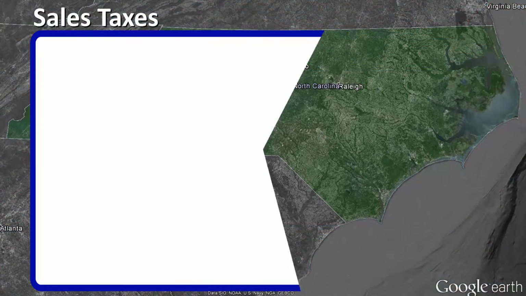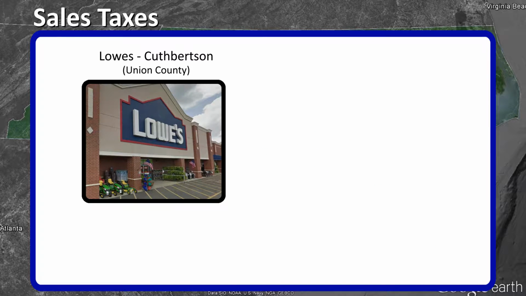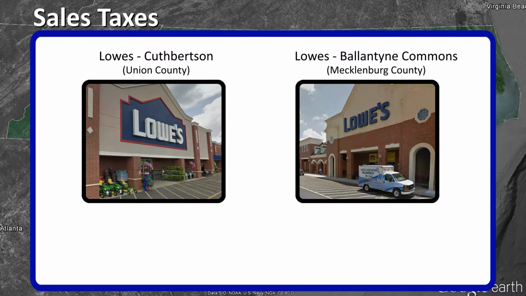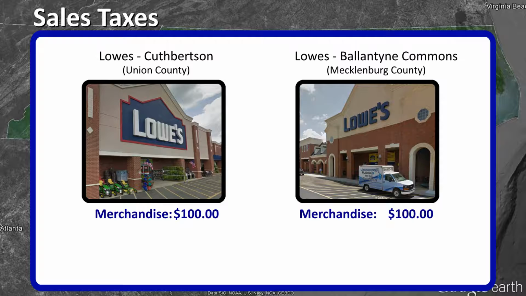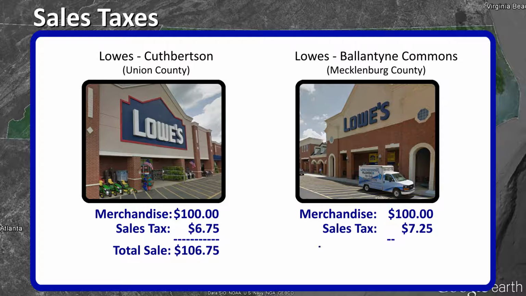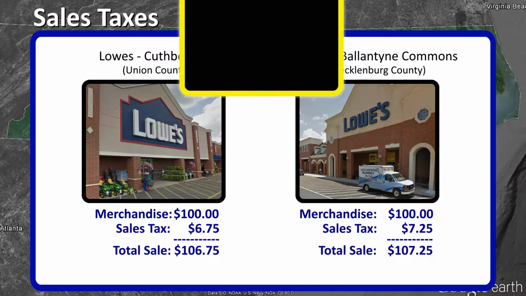We all know what sales tax is. So let's explore how sales tax that you pay makes it back to Weddington's budget by comparing identical $100 purchases at Lowe's Cuthbertson, Union County, and Lowe's Ballantine Commons, Mecklenburg County. At Lowe's Cuthbertson, your sales tax will be 6.75%, making your total sale $106.75. That same $100 purchase at Lowe's Ballantine Commons will be taxed at 7.25%, making your total sale $107.25.